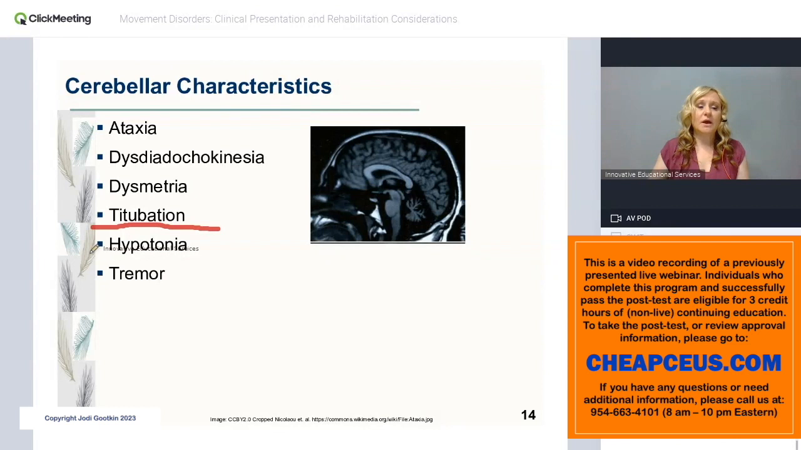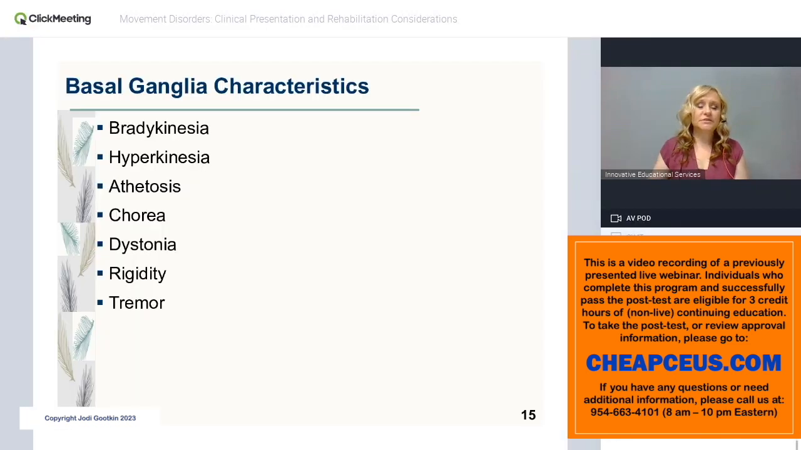The type of tremor that an individual with cerebellar involvement will present with is going to be an intention tremor. Intention tremor means when I go to reach for my water, that's when you're going to see that tremor kick in, typically near the end of that movement. At rest, there's no tremor. You also might see the individual present with more of a postural tremor. This is different than the presentation we will recognize in an individual who has involvement of the basal ganglia.